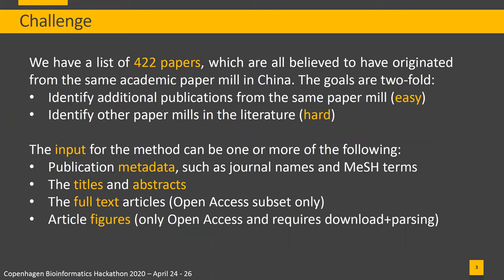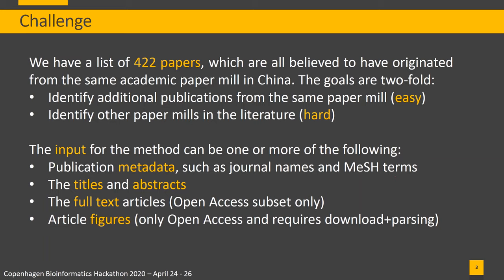So what we want to do, of course, is firstly be able to identify more papers from the same paper mill. Are there more things out there that we didn't find already coming out from these same people? And the harder one, can we identify other paper mills? I would be very surprised if this is the only one out there. Of course, identifying more of the same is relatively easy. Identifying other paper mills that are publishing similar papers, but not similar to these, is much harder.